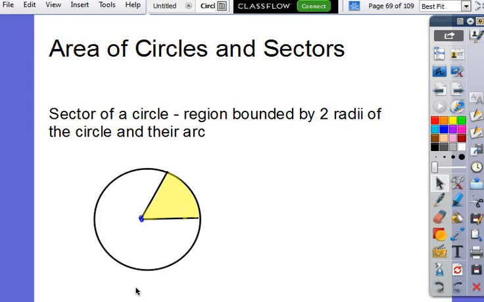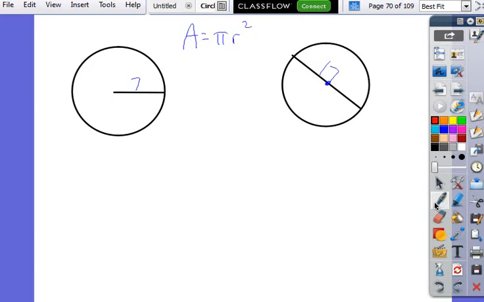Alright, reviewing everything from yesterday. Sector of a circle. The shaded part right here is a sector, just like the unshaded part is a sector. So every time you have one, you're actually going to have two. Doing the area formula, just pi r squared. So pi, in this case, 7 squared.